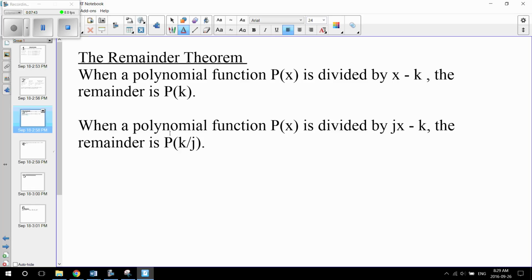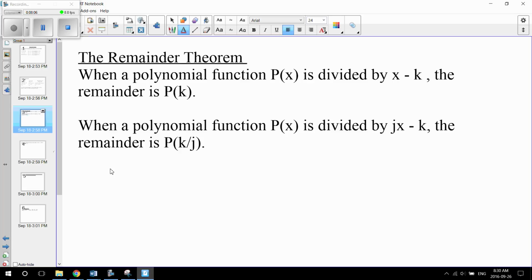And similarly, when a polynomial function, p of x, is divided by jx minus k, that's when there's a number in front of that x value, we know that the remainder will be when we plug in k divided by j into our polynomial function. And we just saw that in those past three examples.